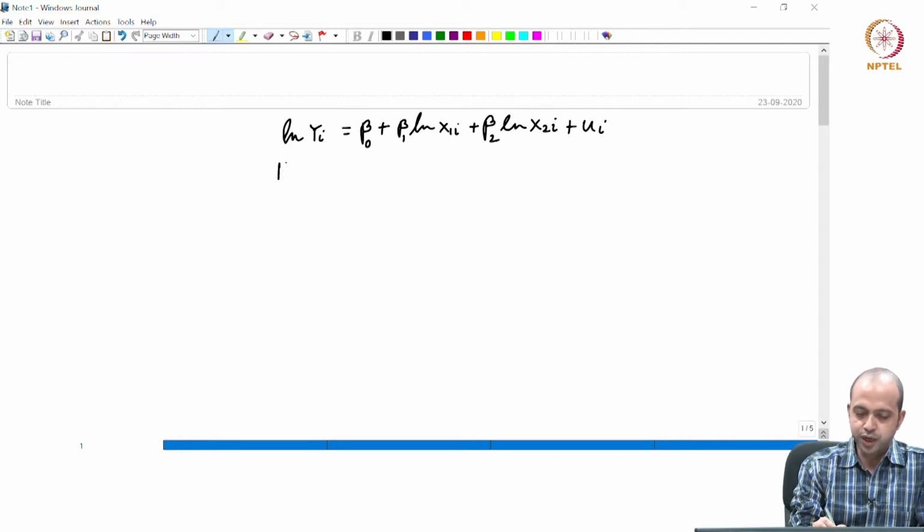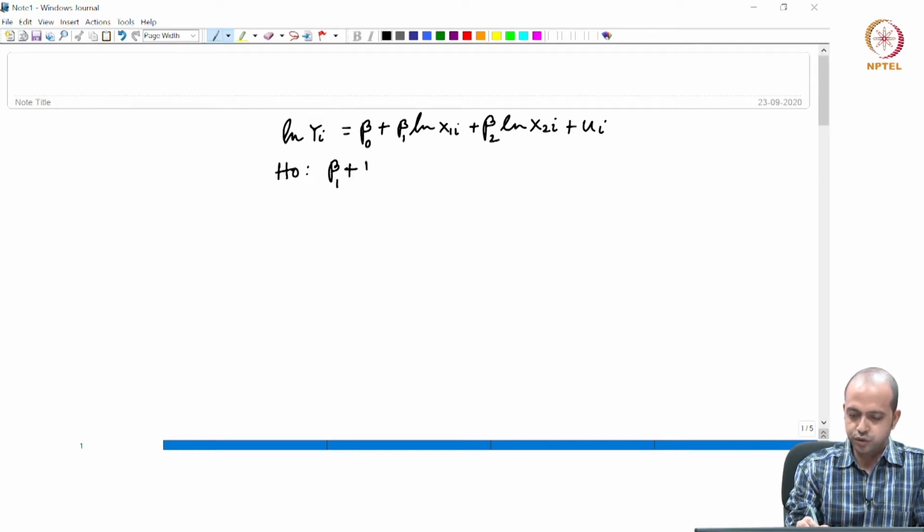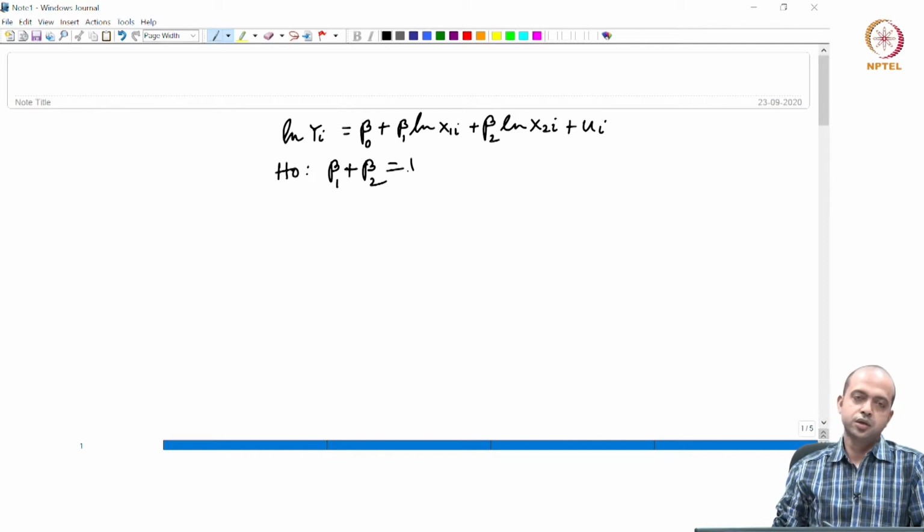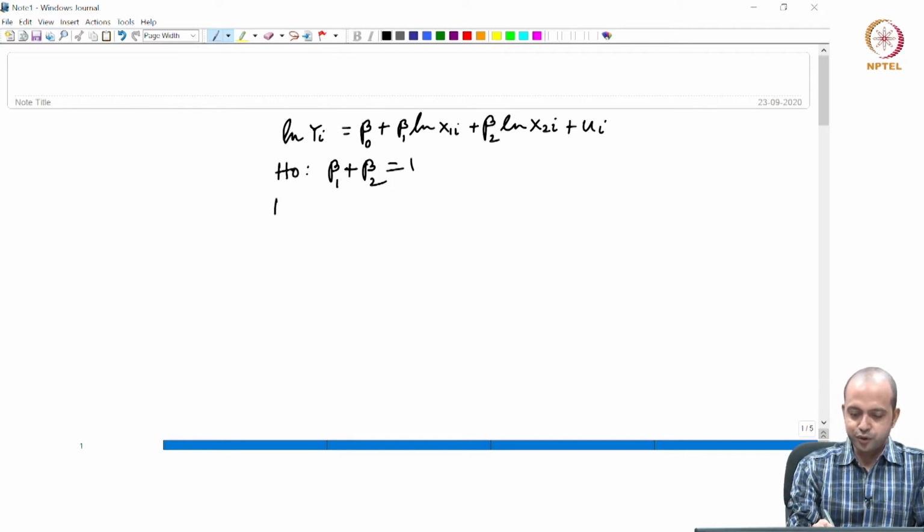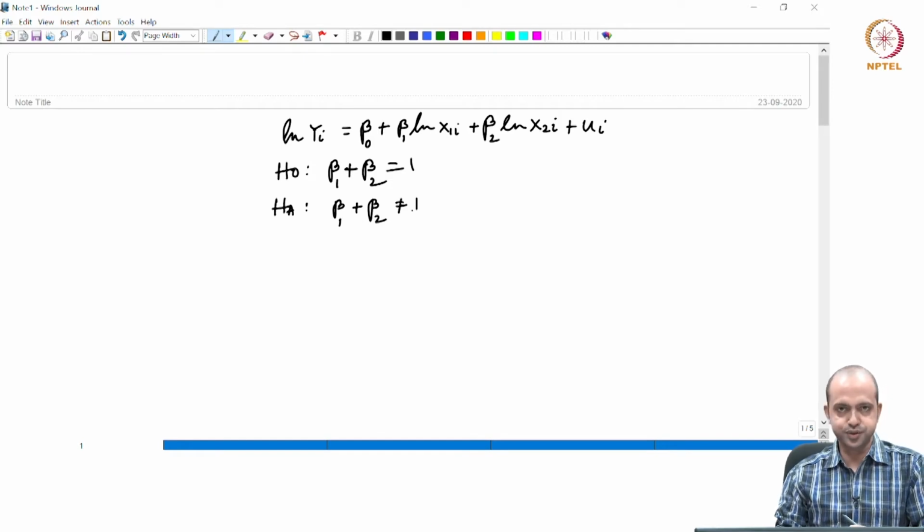The particular test we are doing was, our null hypothesis was H naught: beta 1 plus beta 2 equals 1. This is the null hypothesis that we are testing. And what is the implication of this particular null hypothesis? Beta 1 plus beta 2 equals 1 indicates that this production function exhibits constant returns to scale. So this is what we are testing, and our alternative hypothesis was beta 1 plus beta 2 not equal to 1.